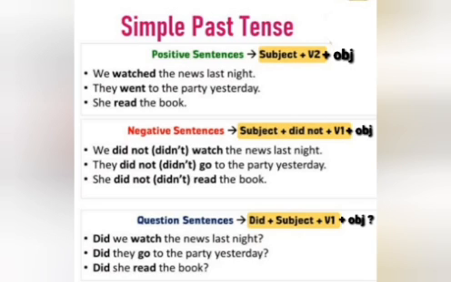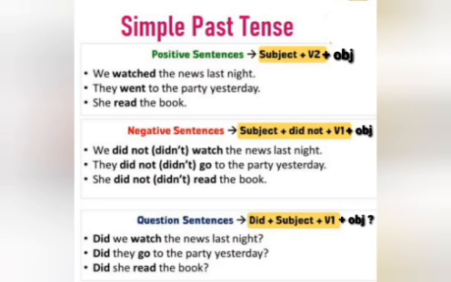See the other example, they did not go to the party yesterday. So they is the subject, did not is from the syntax, go is the verb, to the party the object, and yesterday is the specified time.